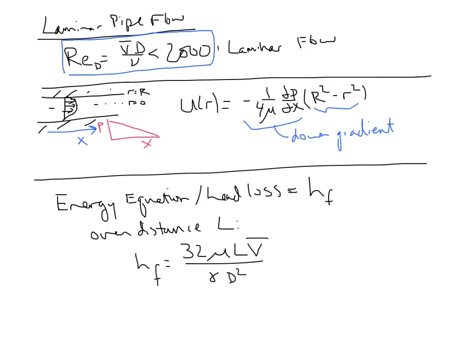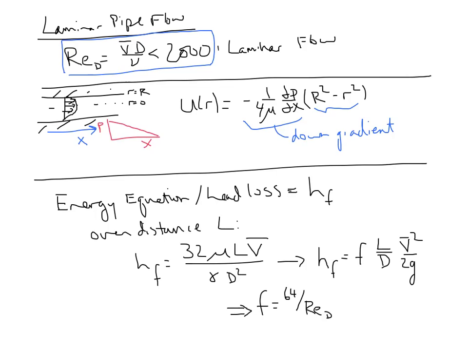Now, what we're going to talk about next time is generalizing this into something known as the Darcy-Weisbach equation, which formalizes the head loss as f times that distance L over the pipe diameter times mean velocity squared over 2g. And so this combination implies that f for laminar flow is 64 over the pipe Reynolds number.